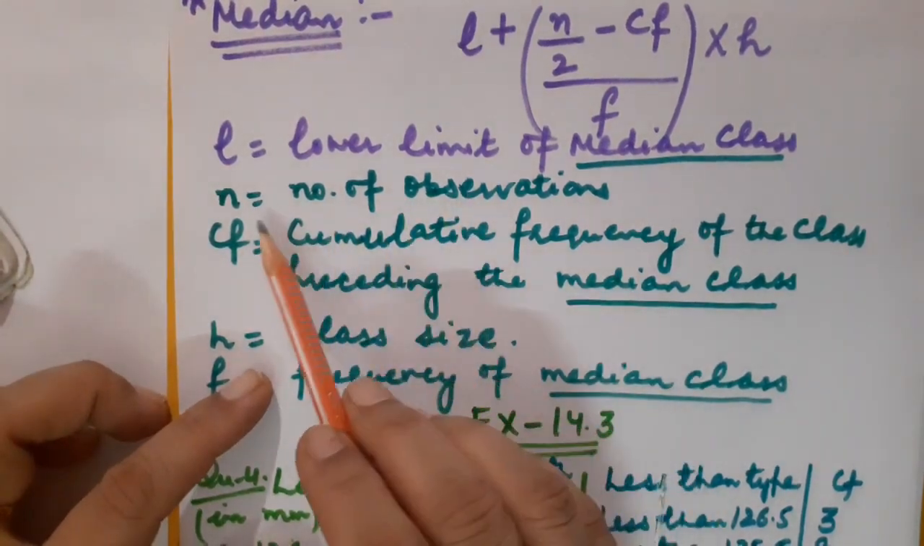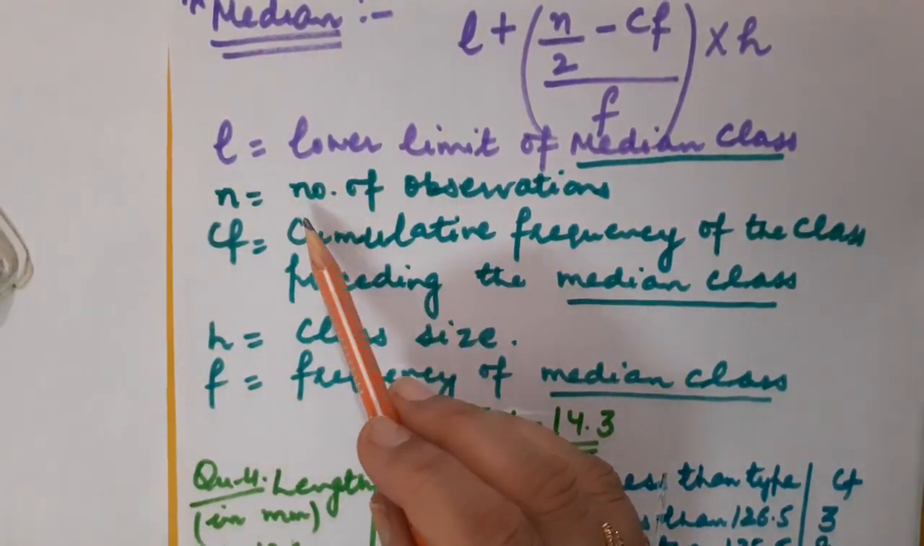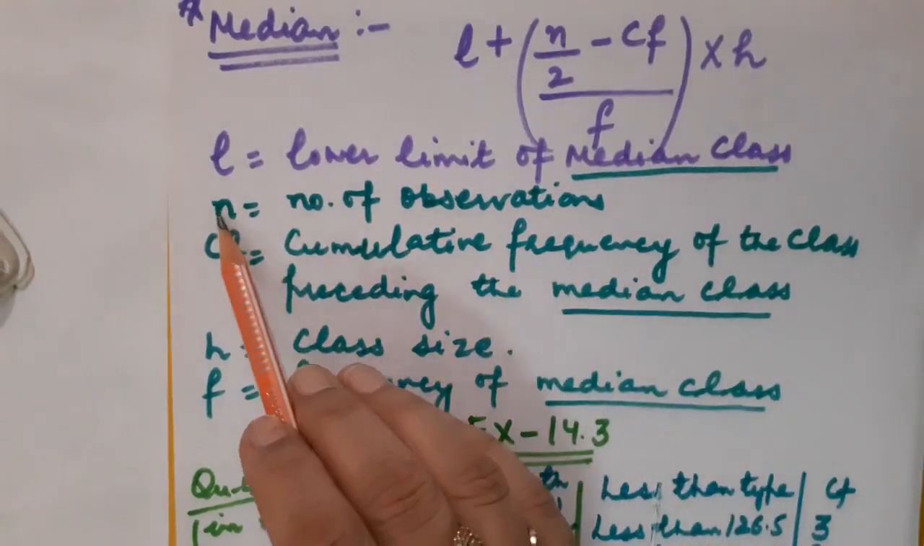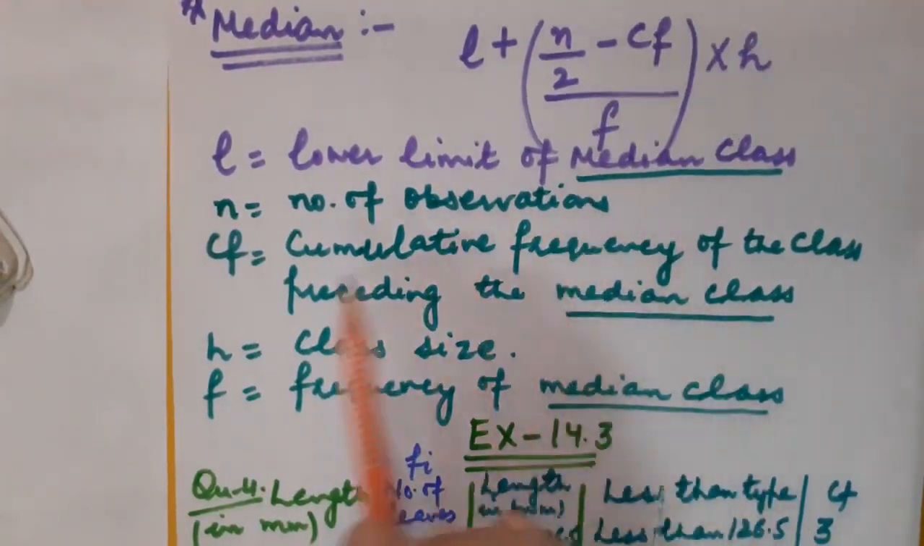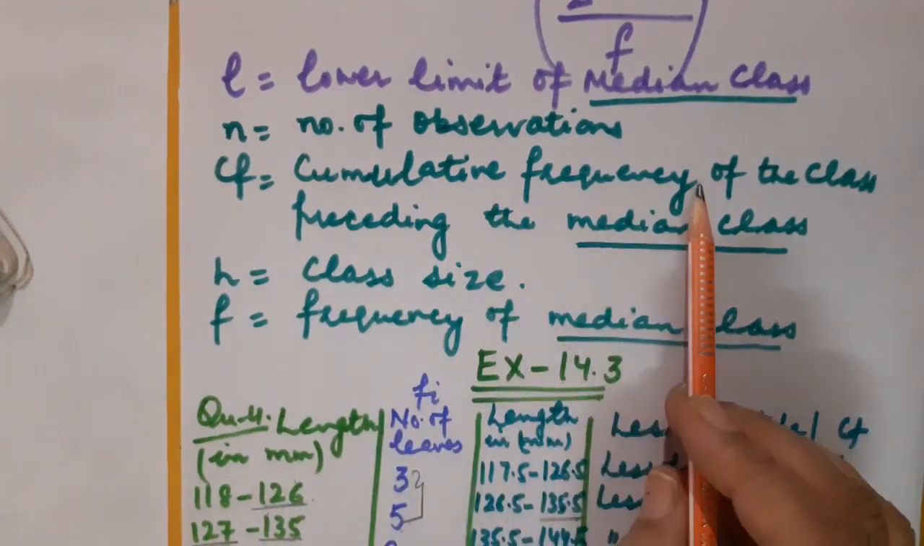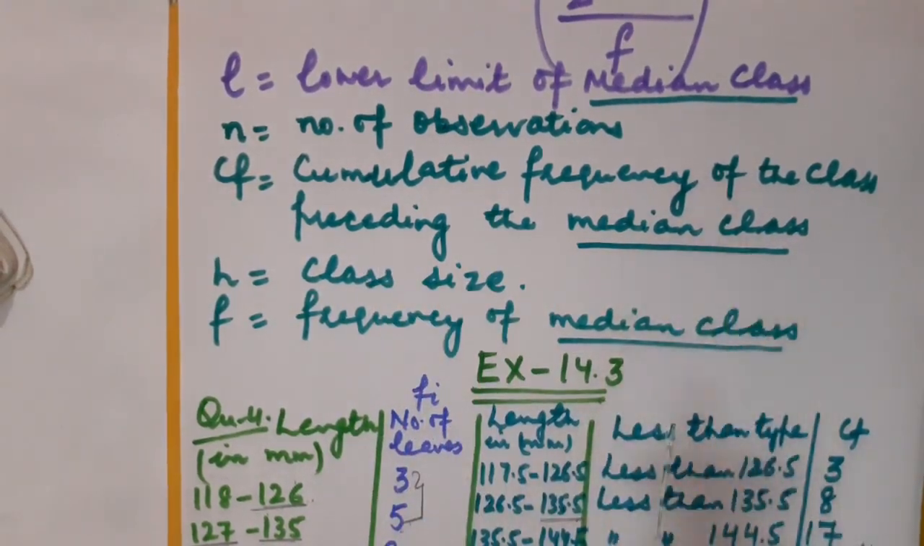Sorry, that is 40, because we are dealing with N by 2. Here we want N also, so the number of observations is 40. Now let us talk about the cumulative frequency of the class preceding the median class.